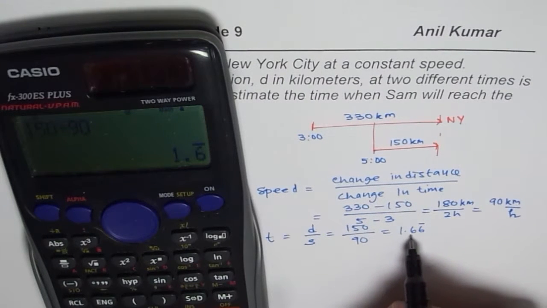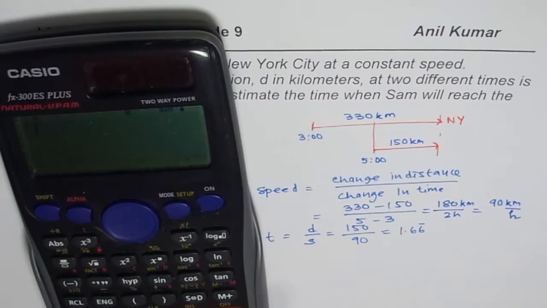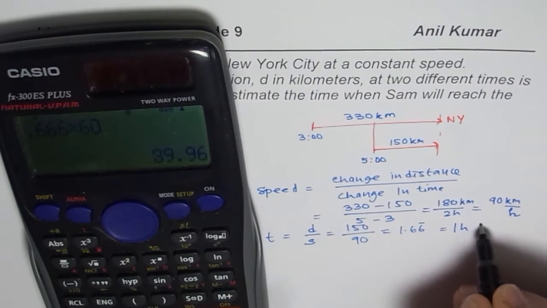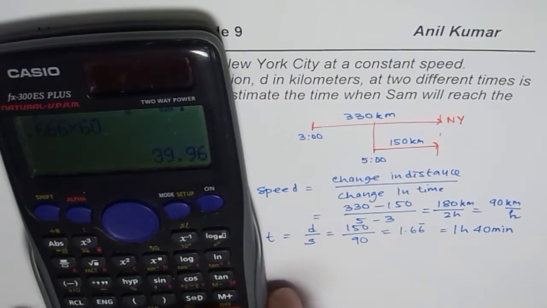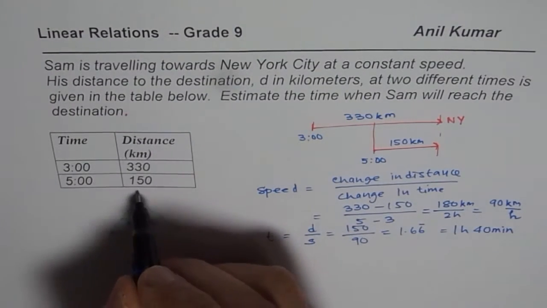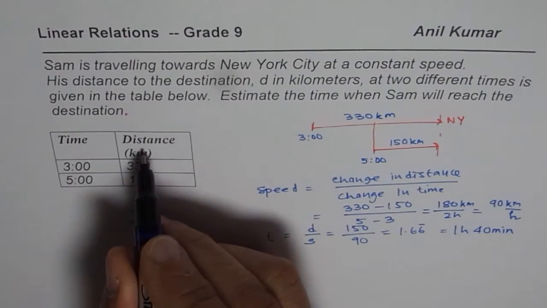So 1 hour and some minutes. To get it in minutes, it is good to write 0.66 times 60 so that we know how many minutes it is. It is approximately 40 minutes. So this is 1 hour and 40 minutes, right? So in 1 hour 40 minutes, distance will be 0. So you'll cover this distance. So now you can fill this up. Distance is going to be 0.